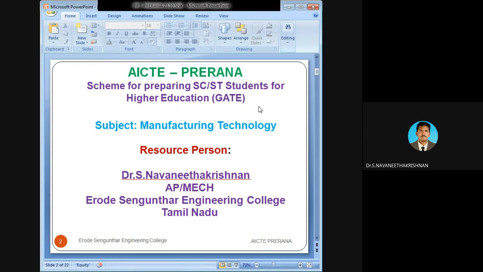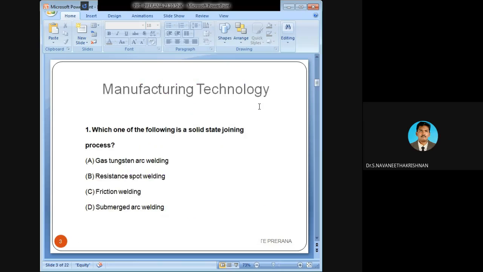This is for AICTE PRERANA exam preparation, GATE exam preparation. Today I am going to cover the subject of manufacturing technology. The following questions will be discussed about manufacturing technology, which will be important for the GATE exam.